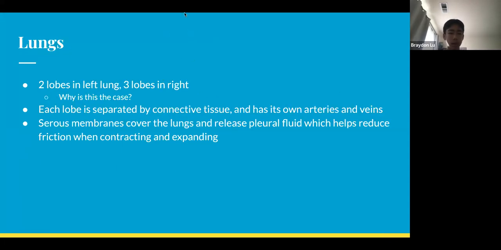All right. Now moving on to the lungs overall. The lobes, as I said, are different portions of the lungs, and each lobe is separated by connective tissue and has its own arteries and veins. So they're pretty compartmentalized. Serous membranes cover the lungs, and they help release pleural fluid, which helps reduce friction when contracting and expanding.